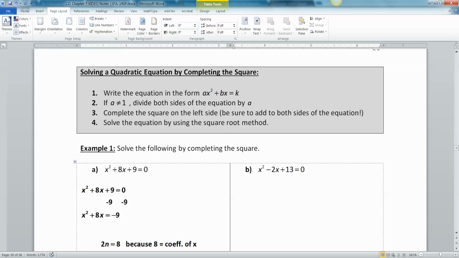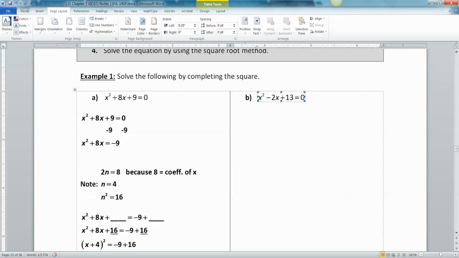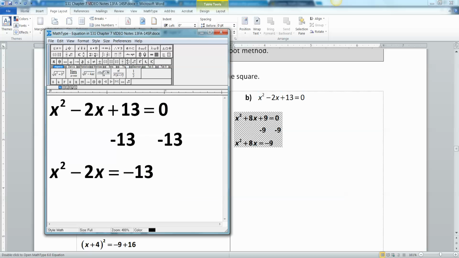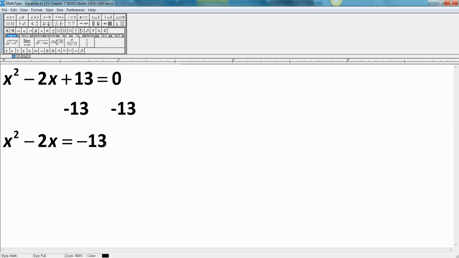All right, let's practice another one, because this is kind of confusing. So let me type this up. I start off with x squared minus 2x plus 13 equals 0. We subtract 13 from both sides. We're trying to get the x squared and the 2x together on their own side. So you get x squared minus 2x equals negative 13. You are done with step 1.